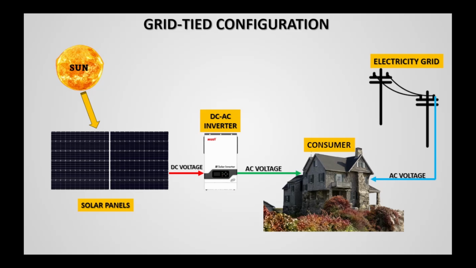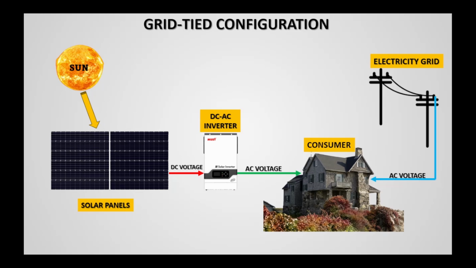We have the sun that provides us with solar energy, and the panels convert that solar energy into DC voltage. We then have the DC to AC inverter, which converts the DC voltage into AC, and that is the AC that we use in our household, as you can see on the diagram, the consumer. However, in this system we also have the electricity grid that supplies us with AC voltage, which is similar to the one coming from the inverter.